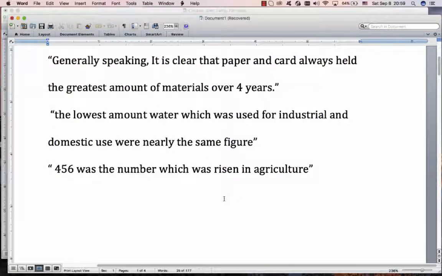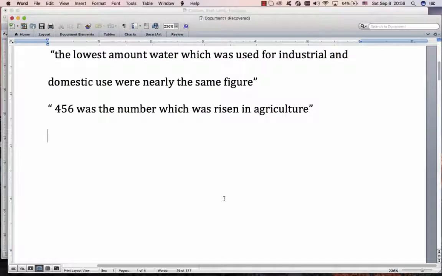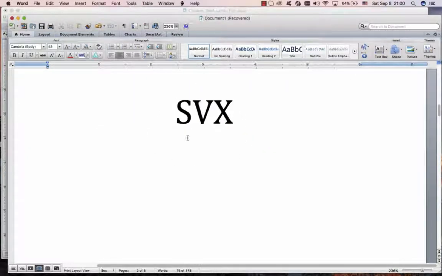Now what I'm trying to tell you is that we need to focus on sentence structure first. Now you're going to hear me talk about SVX a lot in the writing T1 and writing T2. S is subject, V is verb, X is the rest of the sentence. X can be very complicated. We're not looking at that today.